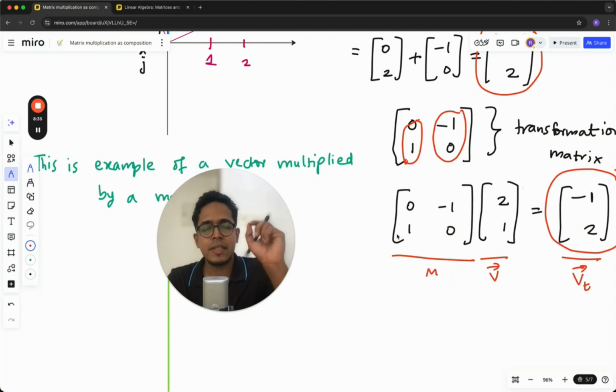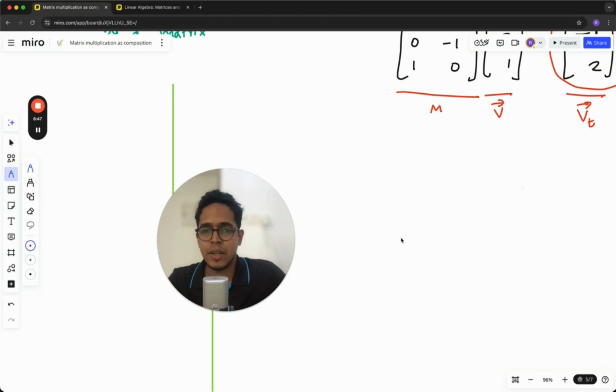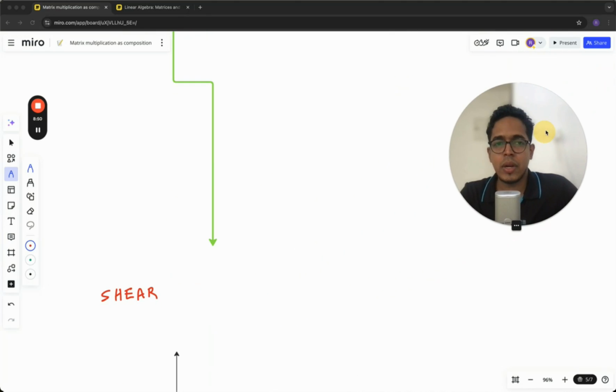So here we just did one transformation, right? That is why the vector v was simply getting multiplied by one matrix. Before moving on to matrix multiplied by another matrix, let's look at one more example. And that example will be that of shear. And then we will look at a composite operation.